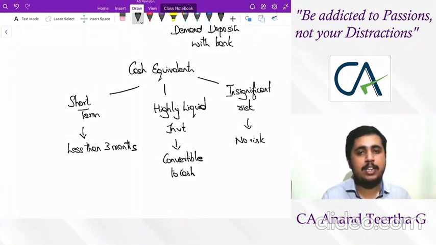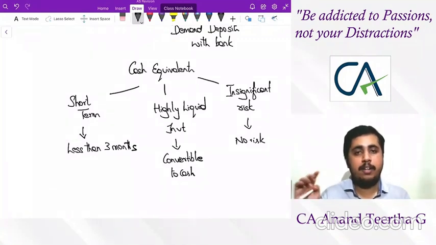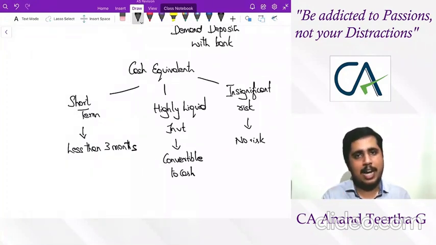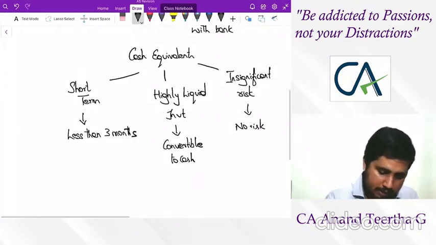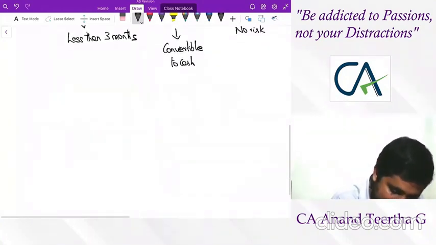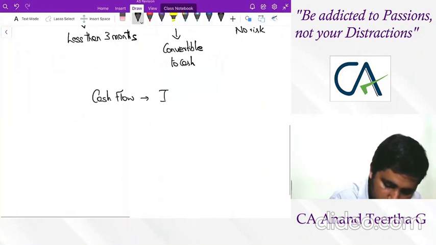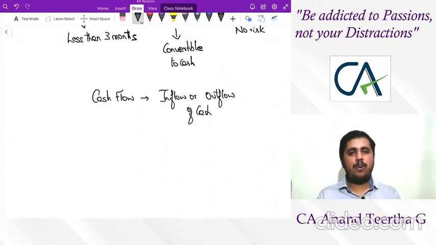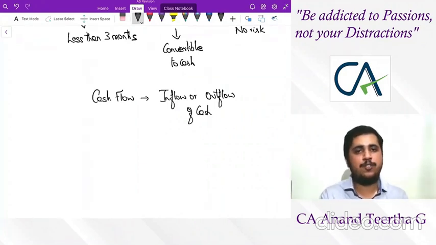So if anything comes under cash equivalent, it doesn't come under investment. It will come under cash and cash equivalent itself. So it will be coming under that particular head. The next thing we have to know is, what do you mean by cash flow? Cash flow basically means inflow or outflow of cash. So inflow or outflow of cash is cash flow, and it is a cash flow statement.